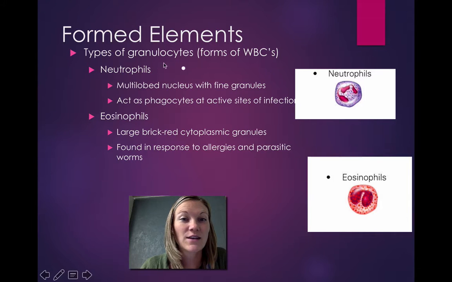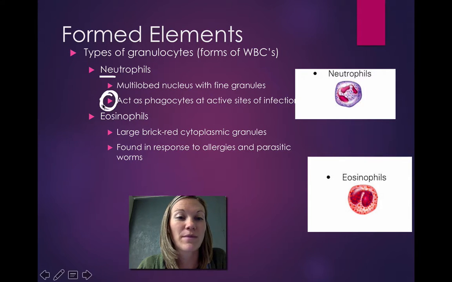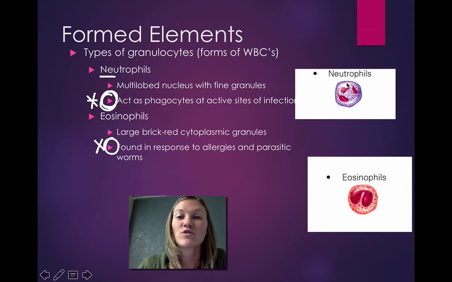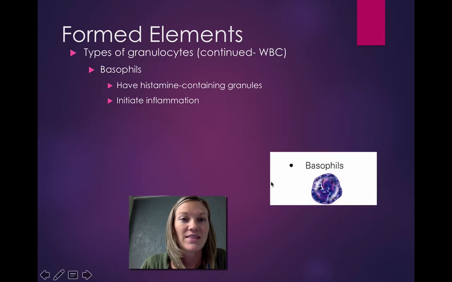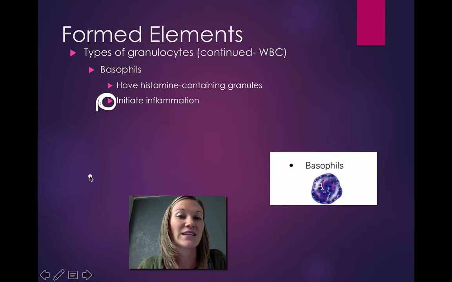Okay, so the granulocytes are made up of three types. The first ones are the neutrophils. They have a multi-lobed nucleus, and the most important thing to remember is that they act as phagocytes at active sites of infection. The eosinophils are also really important. They are found in response to allergies and parasitic worms. So the neutrophils are phagocytes, and the eosinophils are in response to allergies and parasitic worms. Then we have the basophils. Basophils have histamine-containing granules, so they're the ones that initiate inflammation.